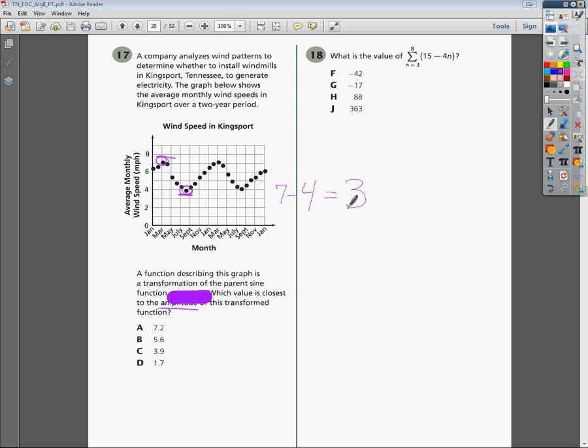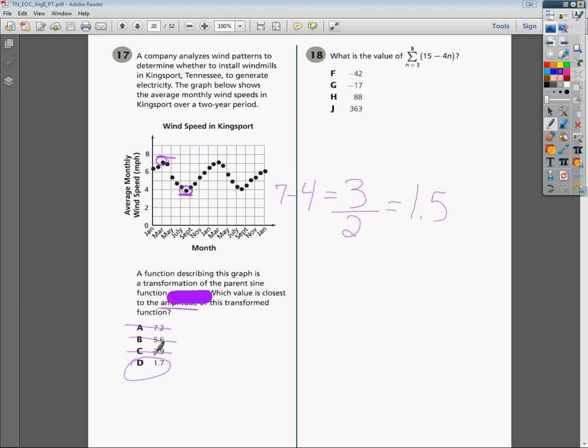But the amplitude is half that number. So if we divide that by 2, we get approximately 1.5. And so that would be our amplitude. Now going down through here and looking at our choices in the bin, well, 7.2 can't possibly work, neither can 5.6 or 3.9. And we're left with 1.7, which is miraculously very close to our 1.5.